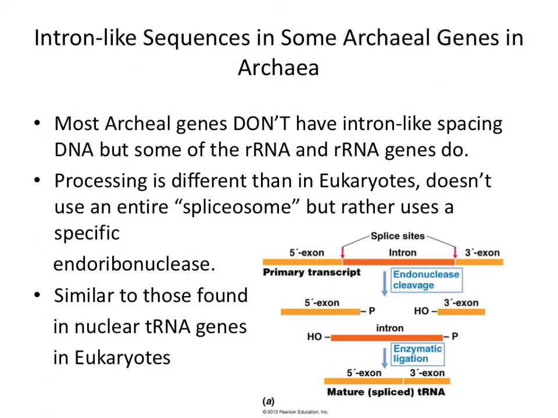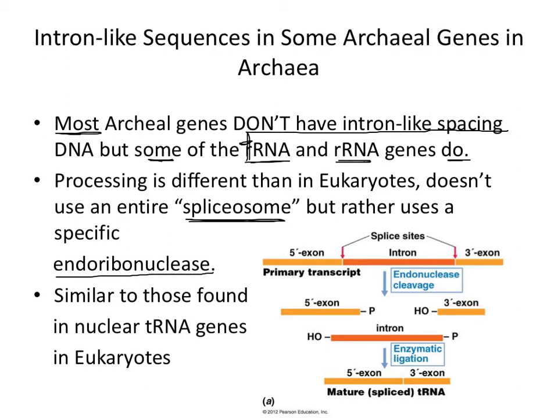So a really interesting feature of archaeal genes is that although most archaeal genes don't have introns or intron-like spacing DNA, some of their transfer RNA genes and ribosomal RNA genes do have intron-like sequences. They process them quite differently than what eukaryotes do, in that they do not have what is called a spliceosome for the removal of intronic RNA. Instead, they do splicing using a very specific enzyme called an endoribonuclease.